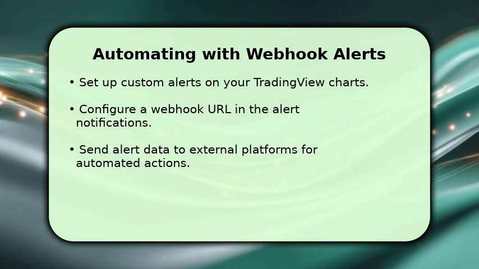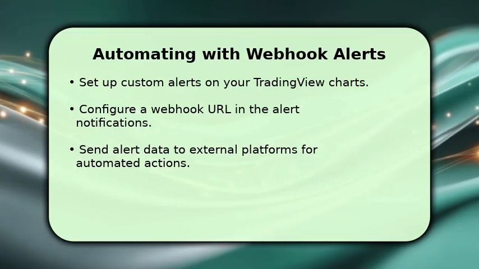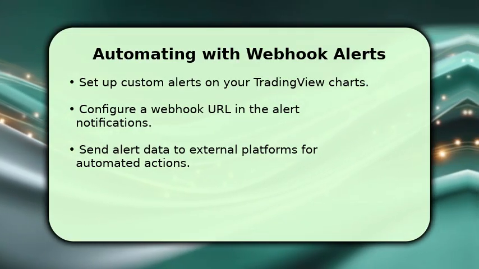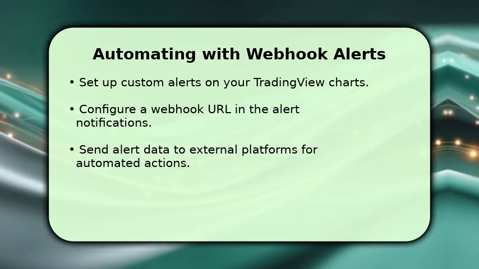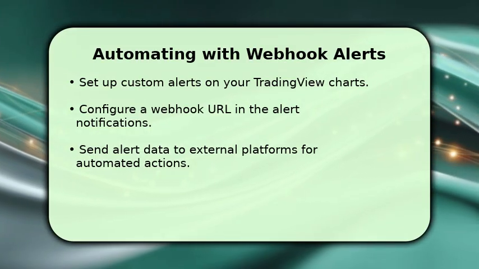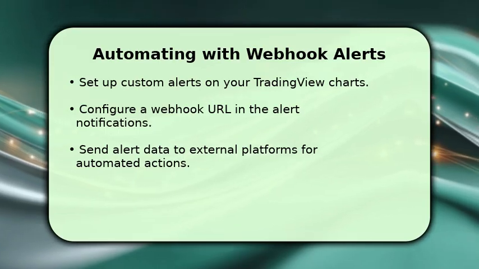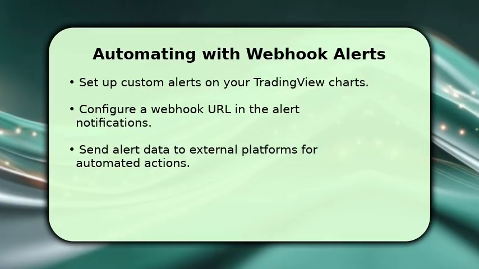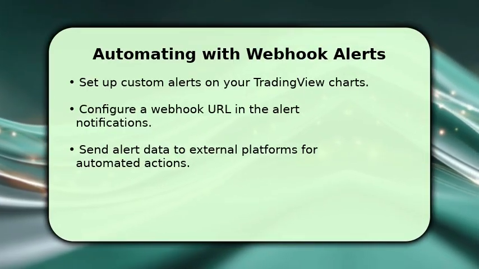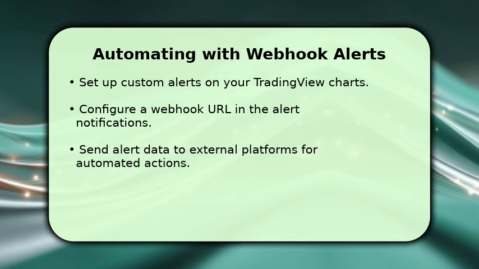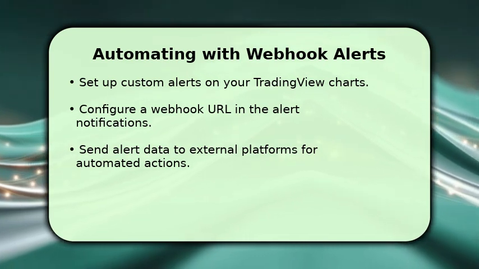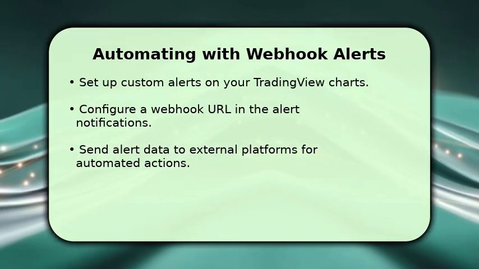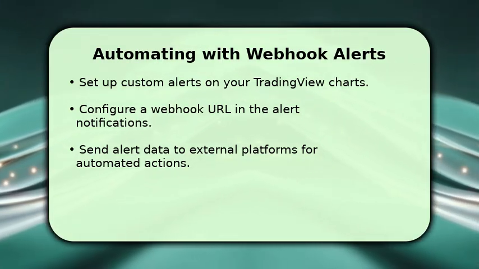For automating trading strategies, webhooks are a popular and effective method. You can create alerts on your TradingView charts based on specific conditions, like price movements or indicator crossovers. In the alert settings, choose the webhook URL option and provide the address of your external service or broker. When an alert triggers, TradingView sends a message to this URL, allowing you to automate trades or other actions. A paid TradingView account is typically required for this feature.